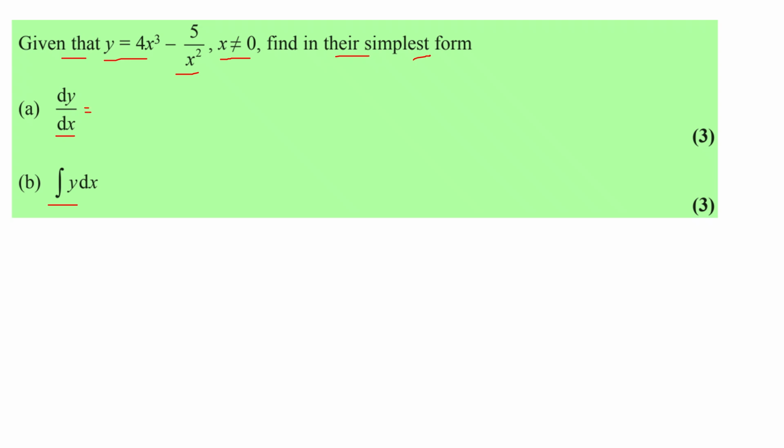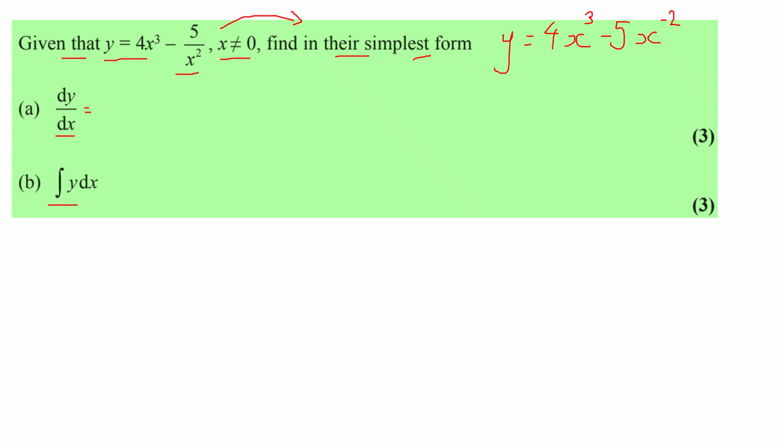by dx. So first step is to rewrite this part in index form. So we're going to have y is equal to 4x cubed, guys, and then minus 5 over x squared can be written as minus 5x to the minus 2. Because that negative power makes it 1 over, which in case of a fraction, it flips it. So x to the minus 2 is 1 over x squared, times it by minus 5, and I get minus 5 over x squared.